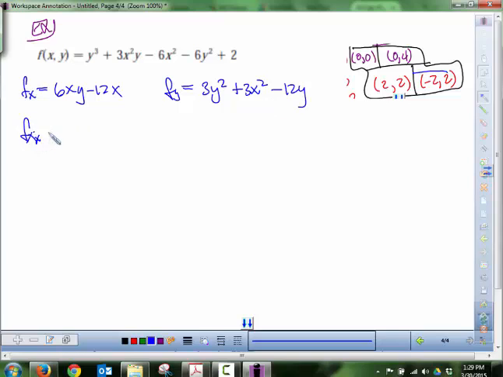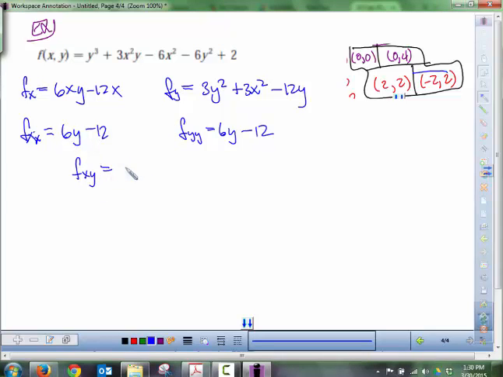So our fxx, this is more of a representative example. Take the derivative of fx with respect to x. So x is the variable. I have 6y minus 12. Our fyy, take the derivative of this. This shouldn't be the same. Not necessarily. It might be the same. Oh, I've got to find something that's not coincidentally the same. 6y minus 12. Coincidence.